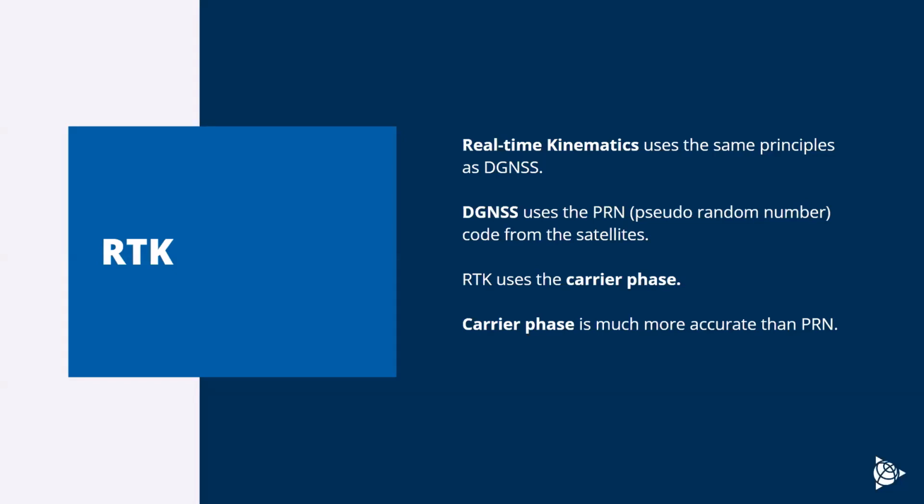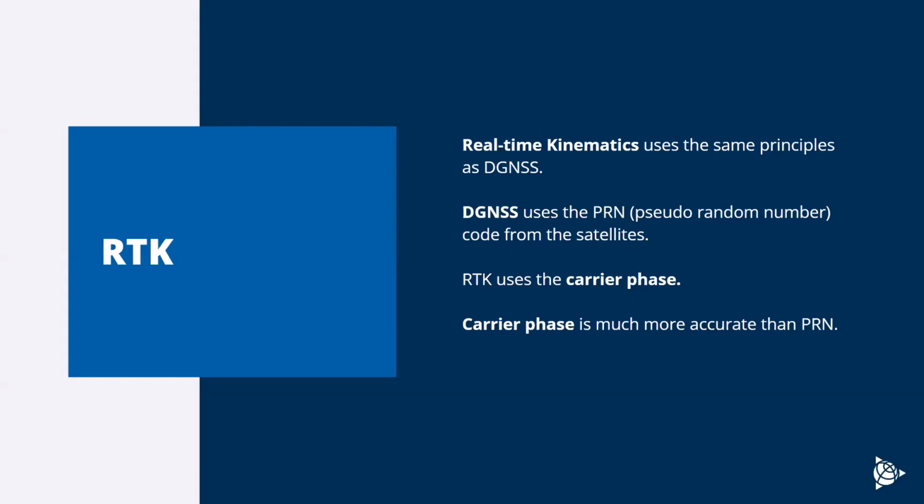So the precision that you can get out of the timing is a little bit less than the precision you can get from another method called carrier phase. Carrier phase is more complicated to explain, and to be honest, I don't fully understand it. All I know is that carrier phase is much more precise than pseudorandom numbers. And if we use carrier phase for corrections in the RTK method, we can get much more accurate positions out of it.